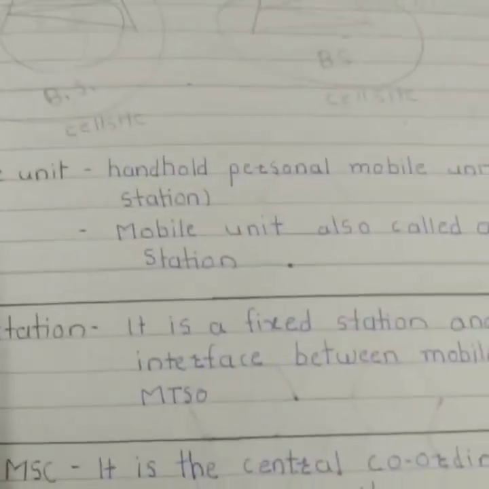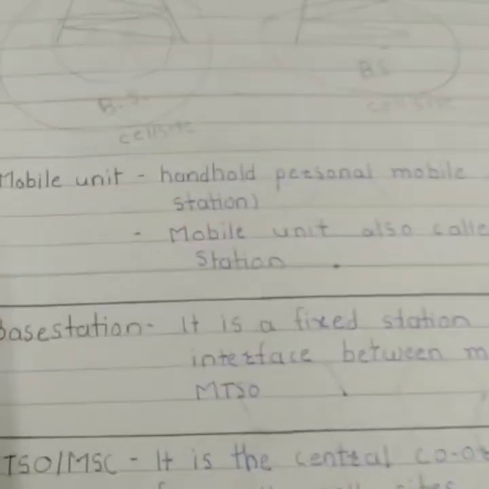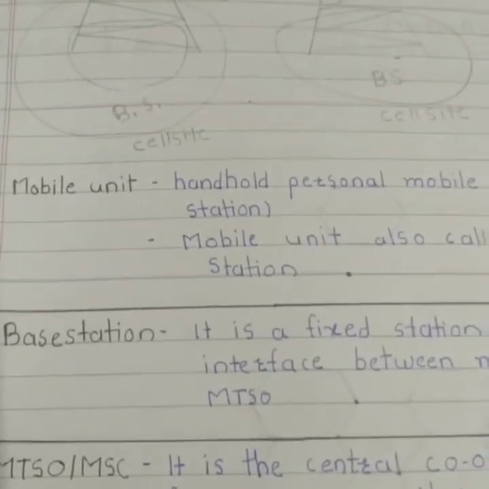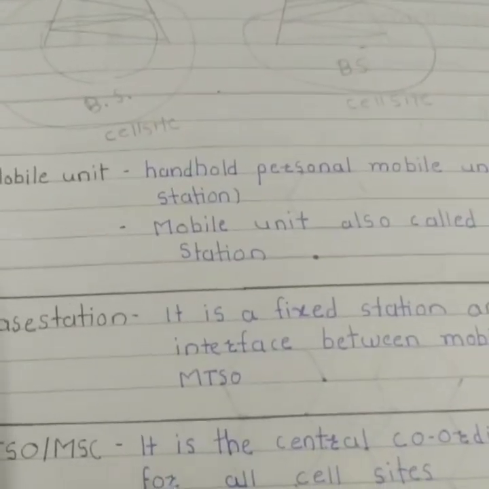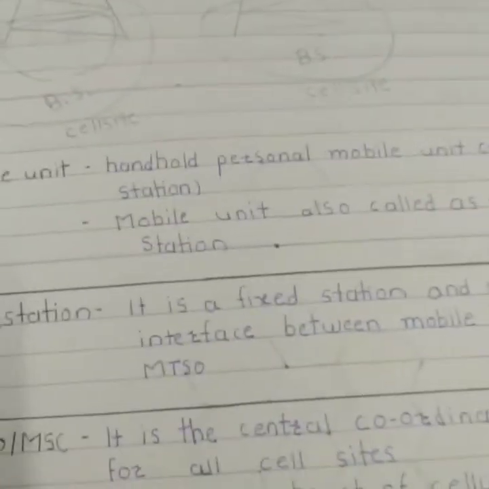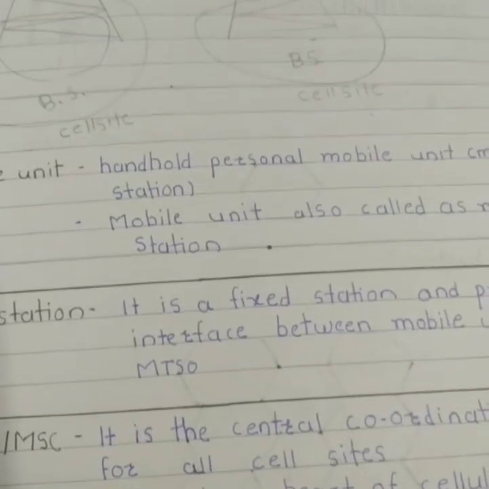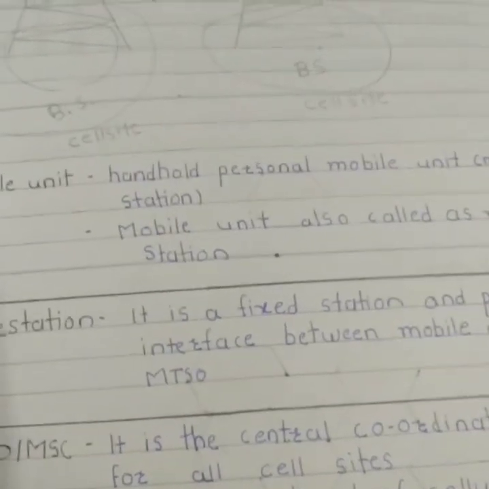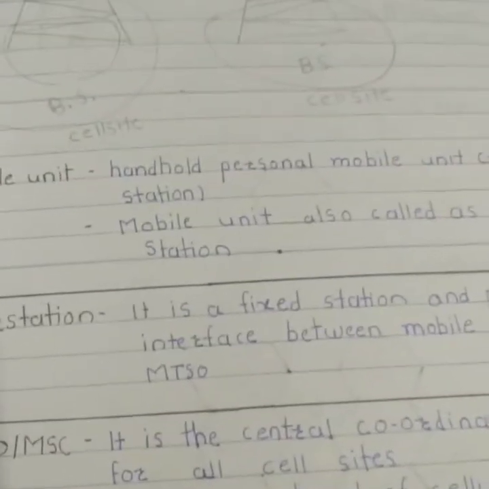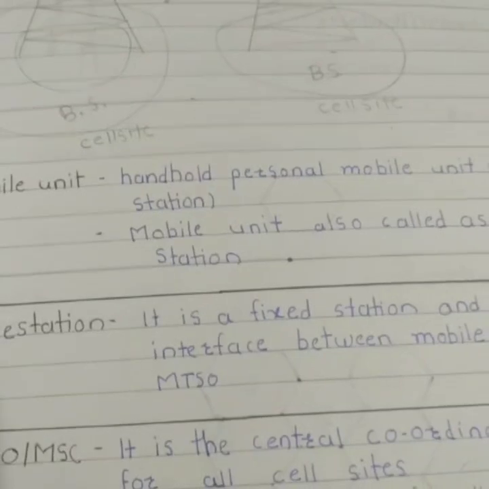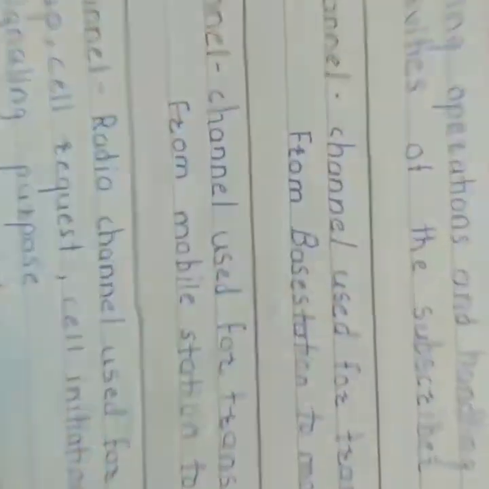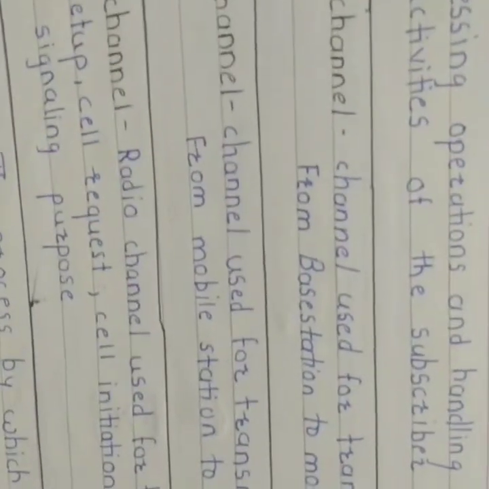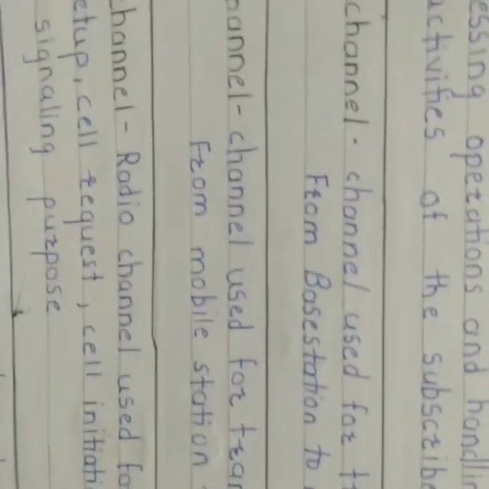Third is the MTSO, or MSC. As we learned, the MSC is the heart of the mobile communication system. It is the central coordinating unit for all cell sites. The MTSO or MSC is also called the heart of the cellular system, and it is responsible for controlling the processing operations and handling the billing activities of the subscribers.